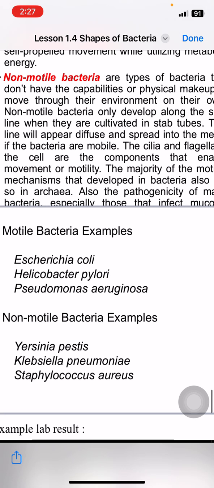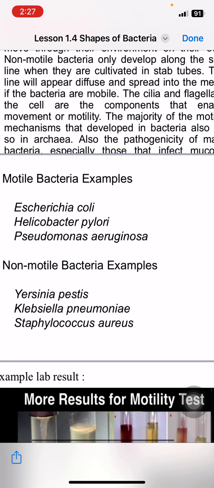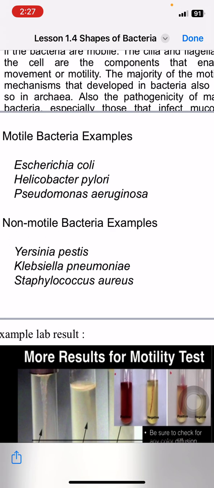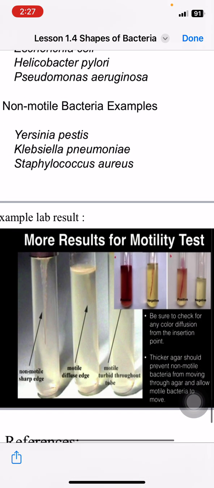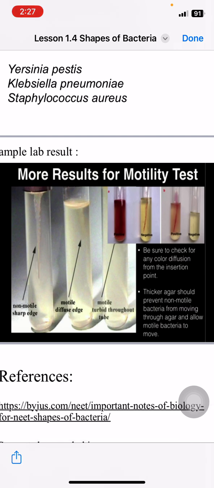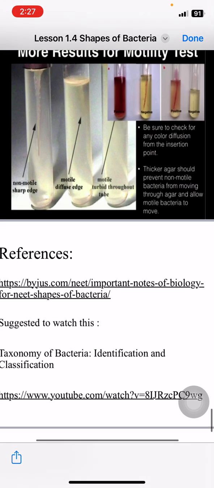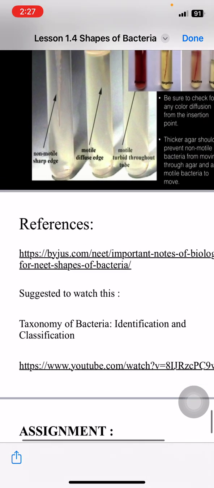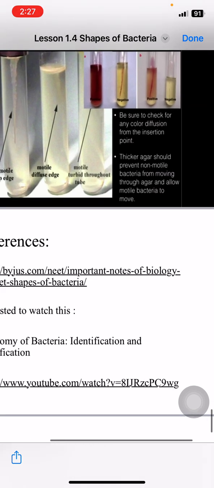So these are the examples of motile bacteria, and these are the examples of non-motile bacteria. Okay? So I want you to familiarize yourselves with all of that. These are the results of the motility test, which focuses on the bacterial cells. So I think that's the end of the shapes of bacteria.